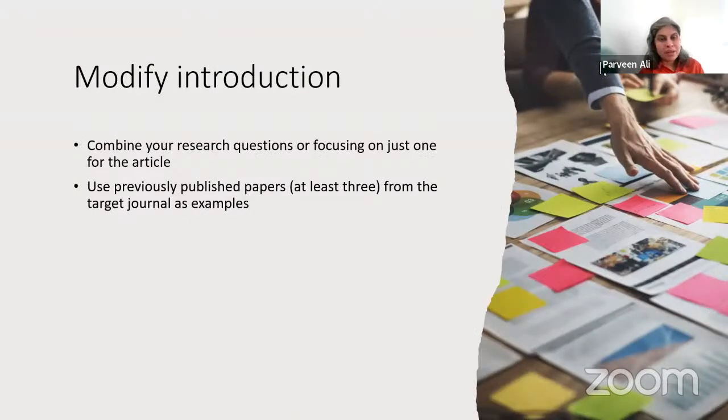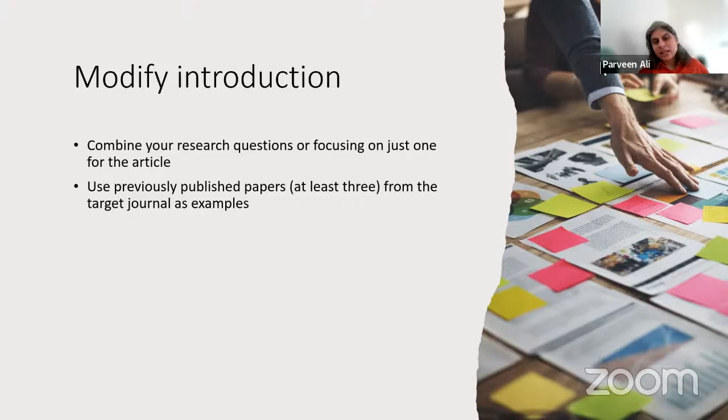Modify the introduction, and combine the research questions by focusing on just one of the articles. You may have more than one research question for your thesis or your dissertation. You need to look into the introduction and modify it to serve the journal article. But then you also need to decide whether you're going to focus on all those questions for your paper, or whether you could focus on one or two of the questions that you've covered in your thesis, and do that in the journal article.